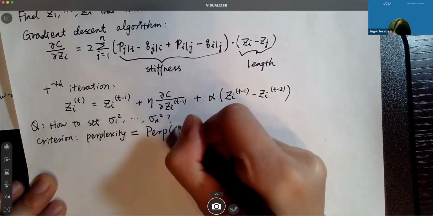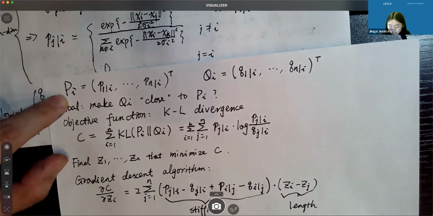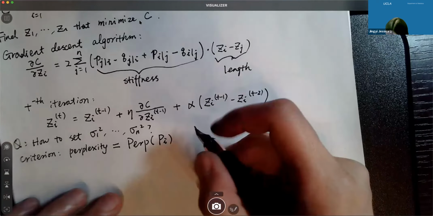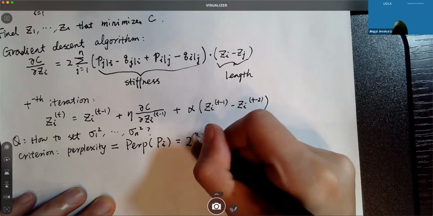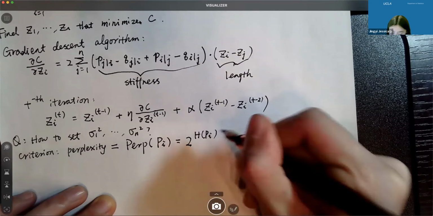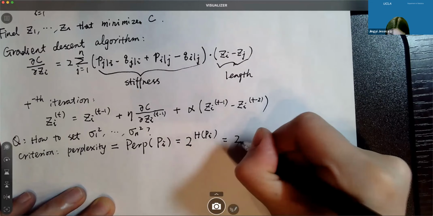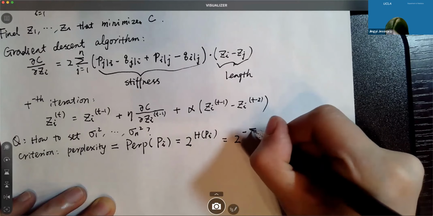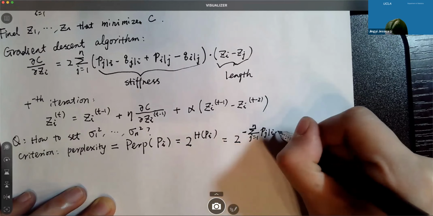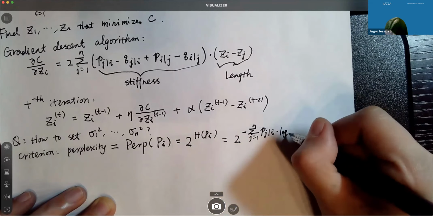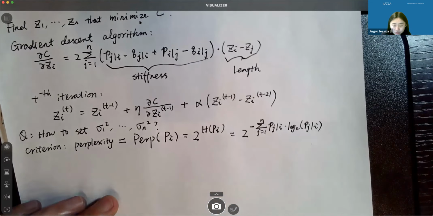Perp is defined for each pi, and pi is this vector with i in the center and picking other points as the neighbors. This probability vector pi's perplexity is defined as 2 to the power of the entropy of pi. And this is Shannon's entropy, defined as negative summation j from 1 to n of pj given i times log base 2 of pj given i. Okay, so that's the entropy.